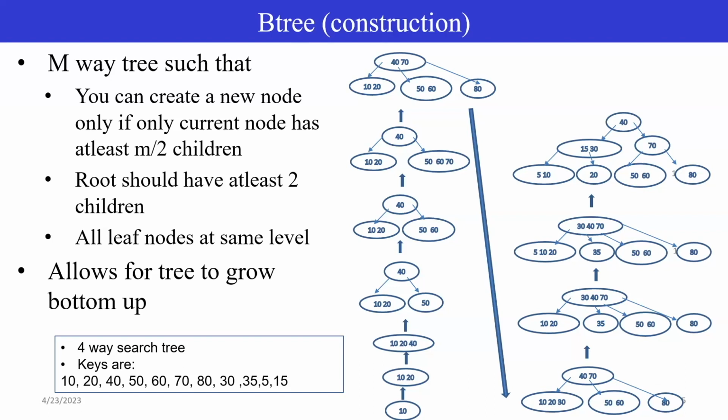So all your leaf nodes are getting constructed first, and then the keys keep on getting pushed up. So the depth of the tree becomes more and more as your tree becomes bigger. Okay, that becomes evident from this. Now let's say now you put 30.